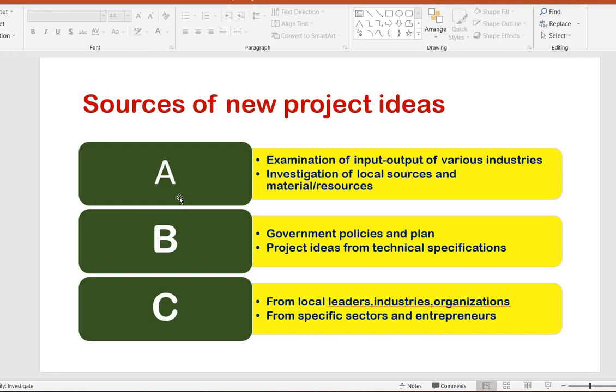Then lastly, from local leaders, industries or organizations, we can get some inputs, and they can help. That can be one of the sources from where we can get good project ideas. And some specific sectors and entrepreneurs are also in need of solutions for some problems. So that can also be one source from where we can get good project ideas. So these are some of the options which I just mentioned.